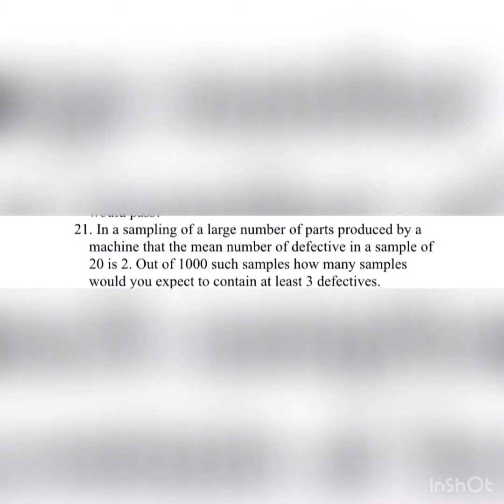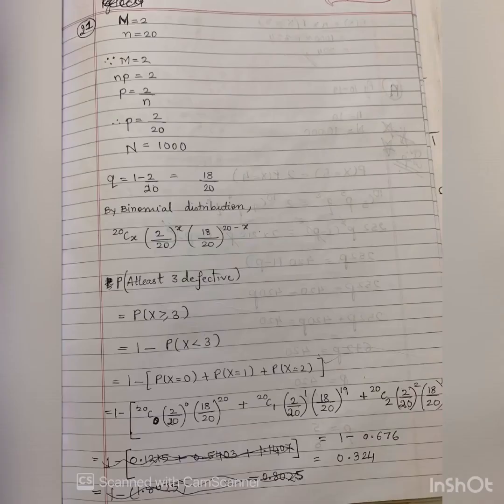So your small n is 20. Capital N is 1000. Your P is 2 by 20. So Q will be 1 minus P. We are finding the probability of at least 3. So that will be 3 and more. So it will be 1 minus.